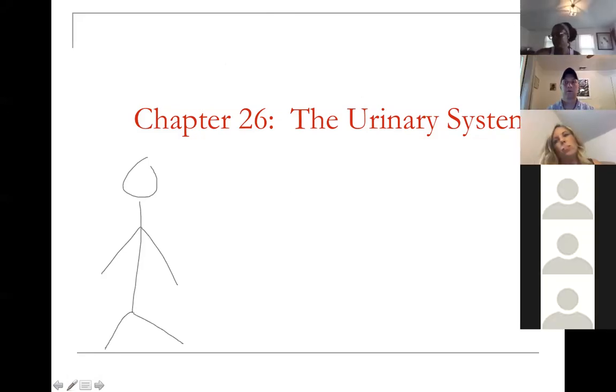Cool. Stick figure, put some kidneys in here for you. Kidney. Travel down to a bladder. Whoops, that wasn't supposed to happen. We'll figure that out. Bladder there. Cool. Generally speaking, we're trying to figure out what we're going to be doing with these two structures here.